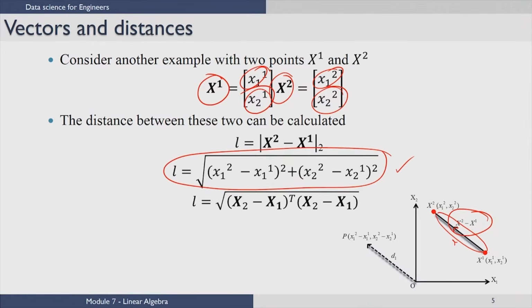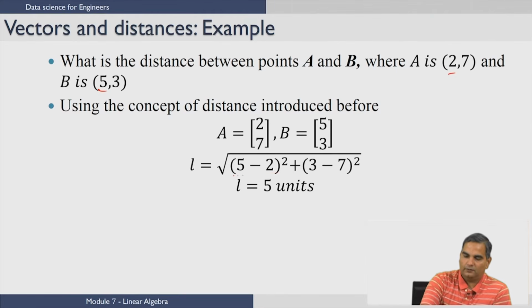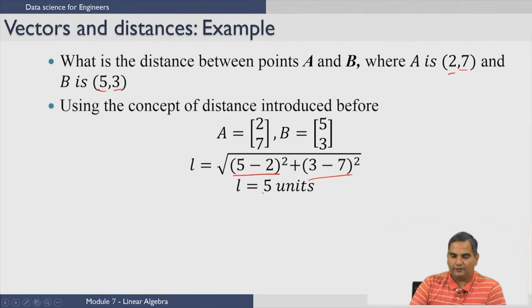This can also be written in a compact form as given here, which is the root of (x2 minus x1) transpose times (x2 minus x1). So, a simple example to illustrate this: if I have 2 points A and B, where A is (2, 7) and B is (5, 3), then the distance is: you take the difference between 5 and 2 and square it, then take the difference between 3 and 7 and square it, and then you will get your length as 5. So, that would be the length of the line drawn between the 2 points A and B.